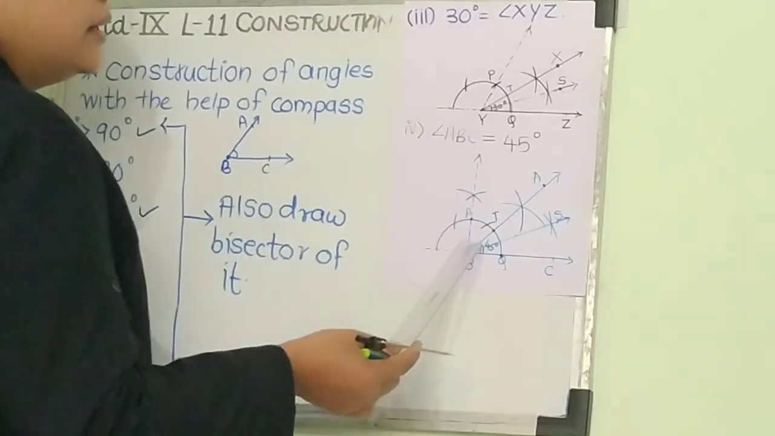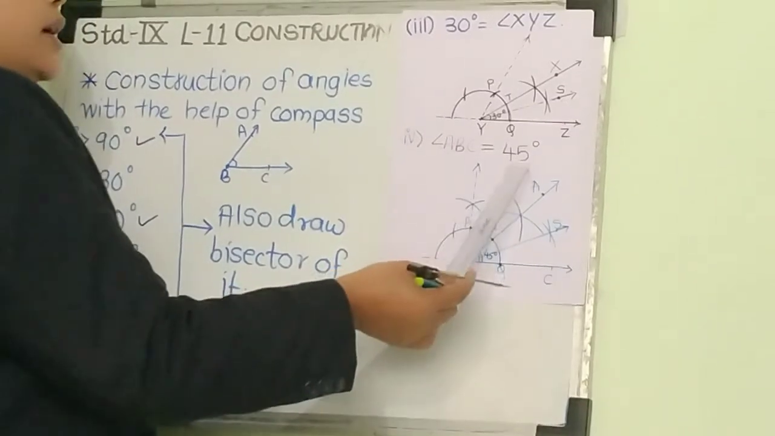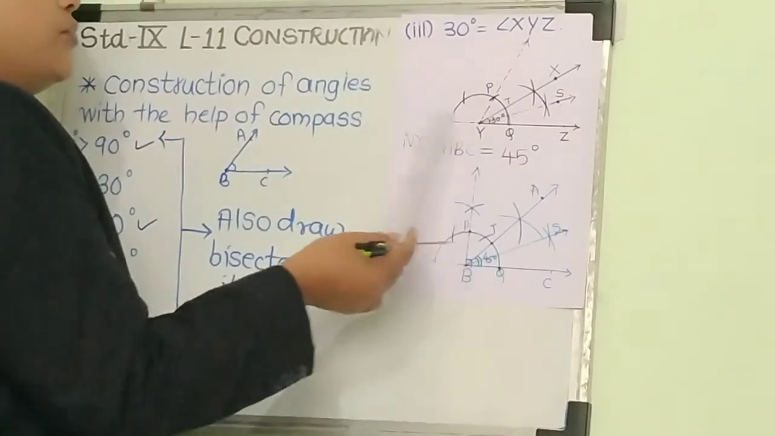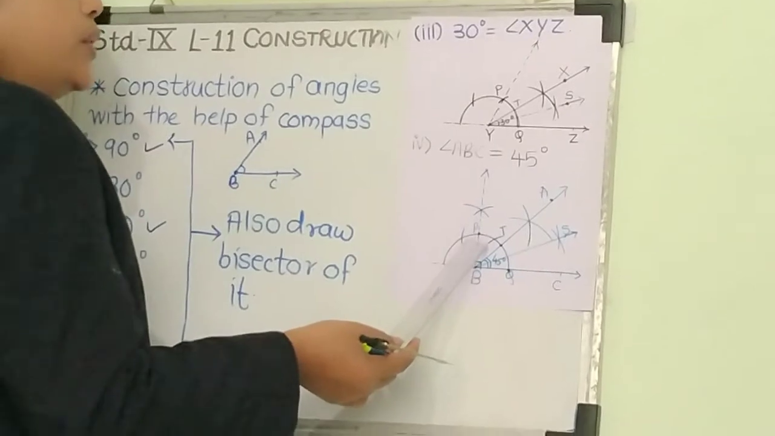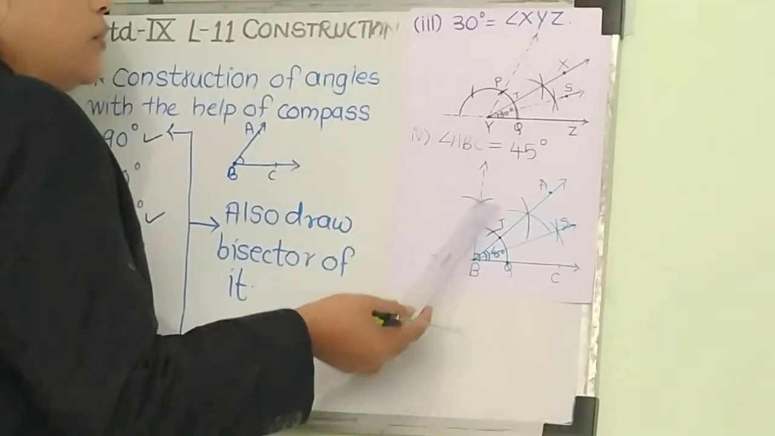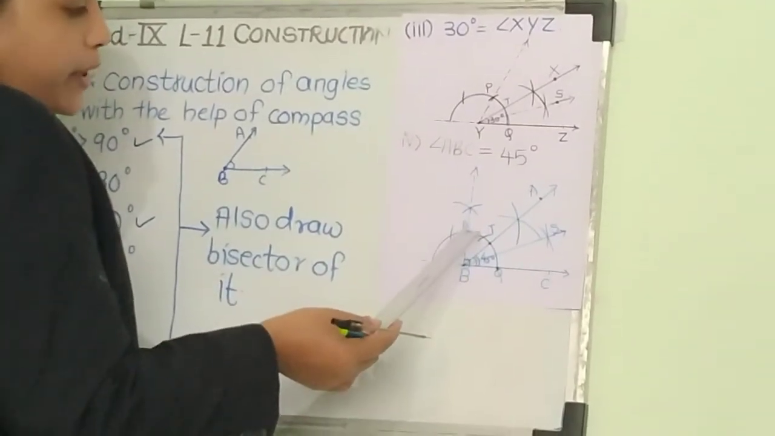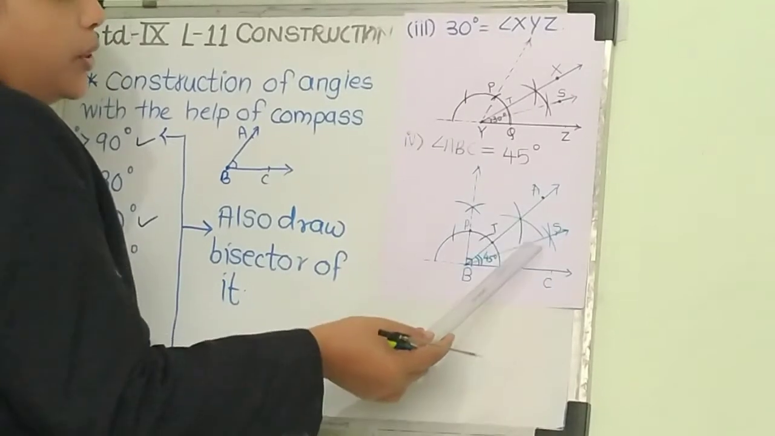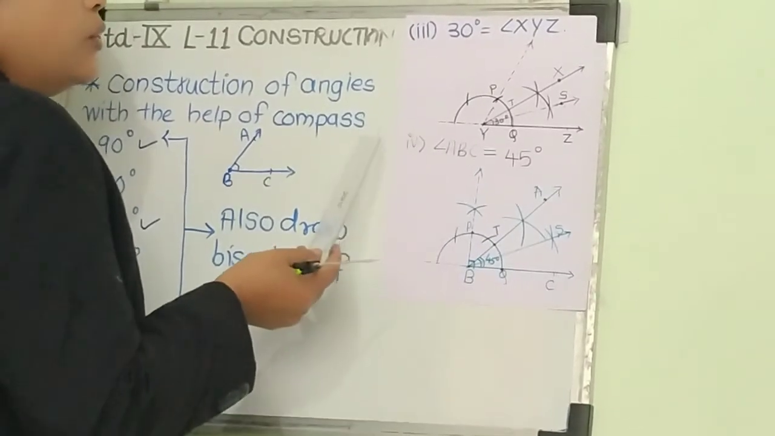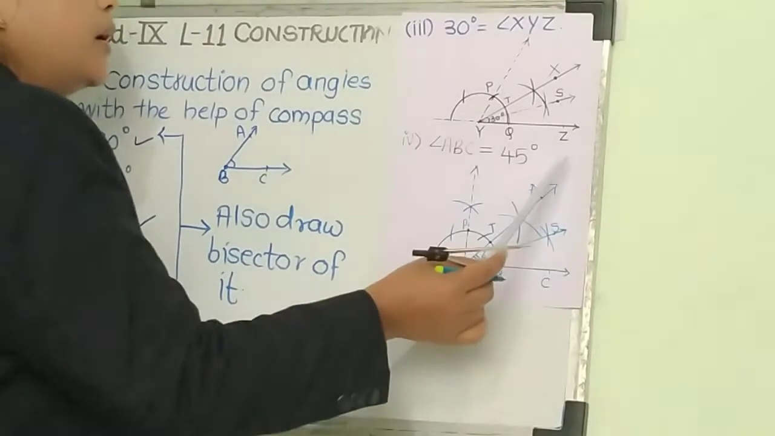So we get, it is of 90 degree angle. Then we know that 45 is the half of 90. So we draw the perpendicular bisector, angle bisector of angle 90 degree. So through the point P and Q we draw the two arcs with fixed length, and then we join AB.